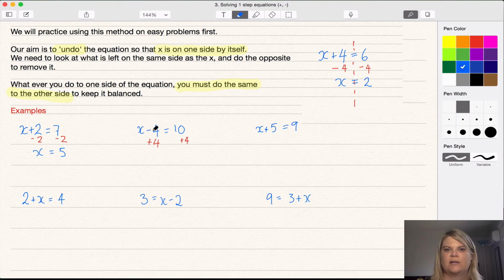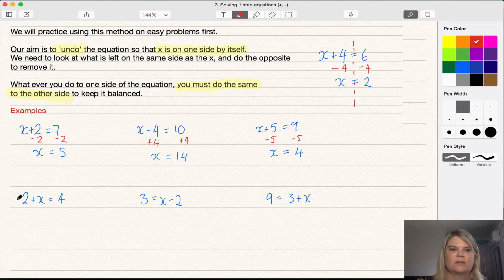This example, we've got plus 5. Opposite of plus 5 is minus 5. Make sure you do it to both sides. We're left with x equals 9 take 5 is 4. We have a plus 2 here. Even though there's no plus in front of it, it means plus because it's a positive number. So we need to do minus 2 to both sides. We're left with x equals 4 take 2 is 2.